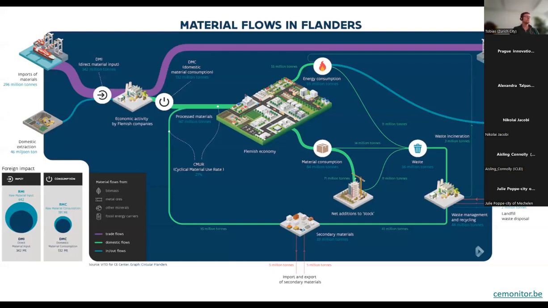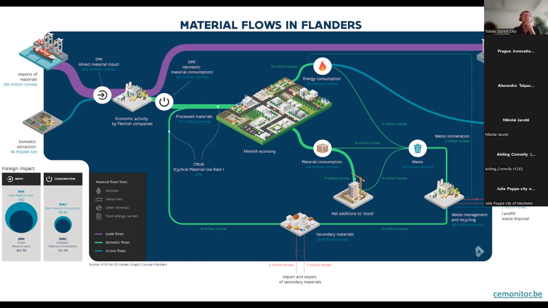First of all, we made a material flow analysis of Flanders. This kind of scheme is quite well known to everybody working in this field of circular economy. In purple, you can see that Flanders is a very open economy. Purple is the import and the export of the materials in Flanders. And the local circular economy, that's the green cycle. And at certain nodes in this scheme, you get indicators like the DMC or the DMI and the waste indicators, which give an idea of how circular we are today. Our circular material use rate is about 21%, which is a nice number.